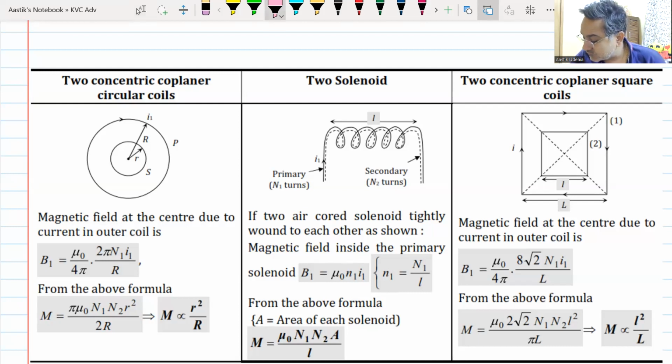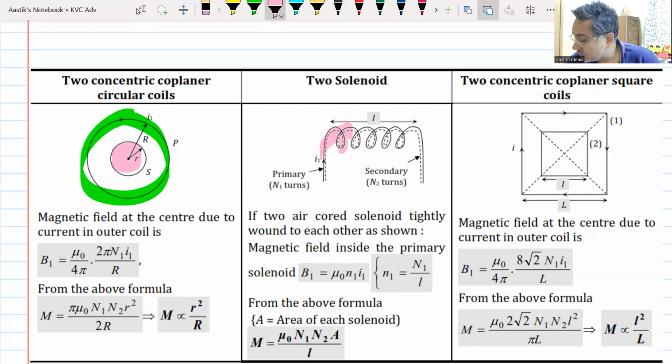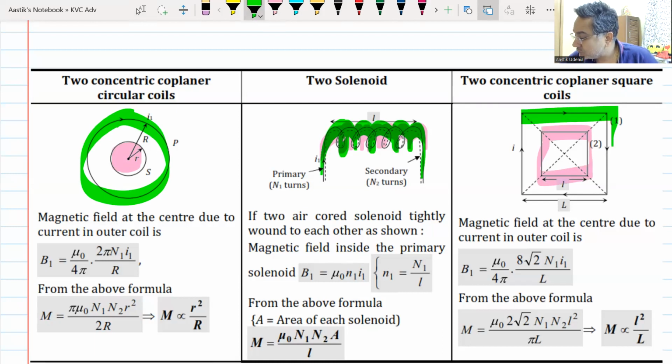Here we have 2 circular coils, the inner coil, the pink one, and the outer coil, the green one. Do we understand this? Yes, sir. Then you have 2 solenoids, the inner one, the pink one, and the outer one, the green one. Do we understand this? Yes. Then 2 square shaped coils. These are the formulas.